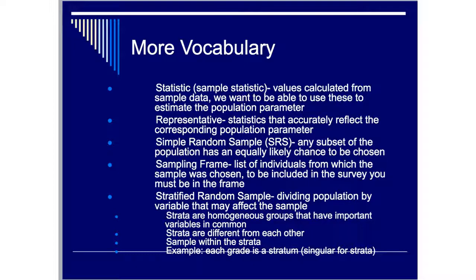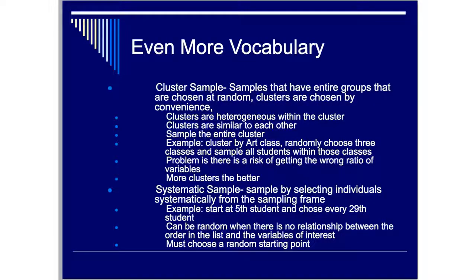Questions so far? We're going to do a couple of activities that are going to help us see the difference between these. The next type of sampling is called a cluster sample. This is where we sample an entire group that is chosen at random. Clusters are usually chosen by convenience. Clusters are heterogeneous within. Our strata were homogeneous. They had a common variable. Our clusters are mixed up.